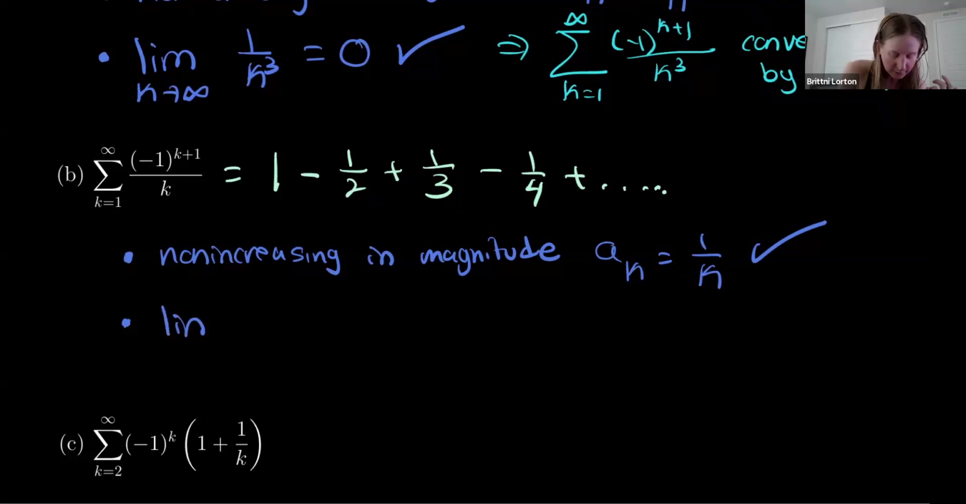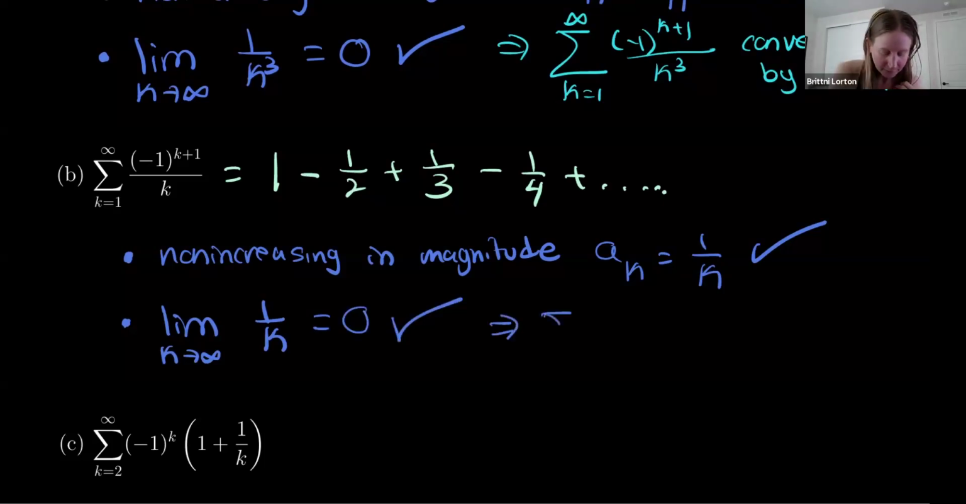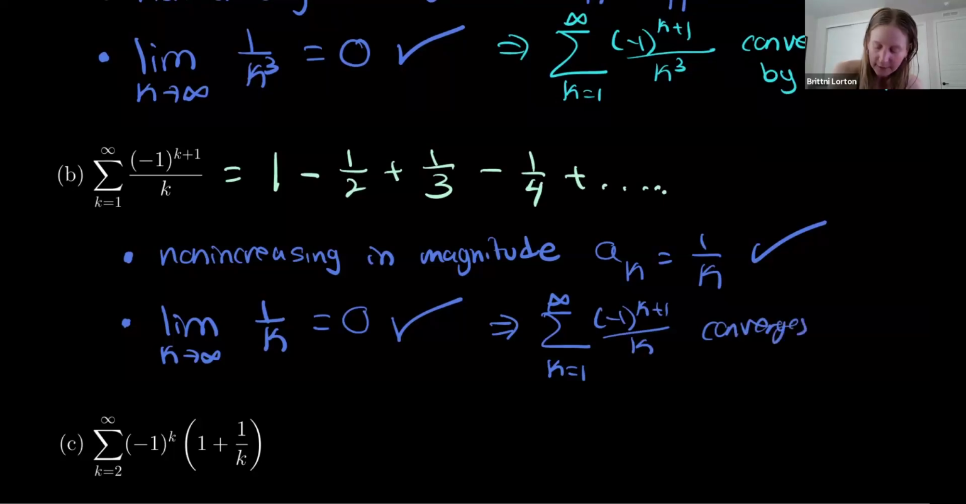And then the second one is, again, we started off with the first few easy ones. Take the limit of a sub k, so without the alternating piece, and make sure it equals 0. 1 over a large number is 0, so ta-da. So then that means that the sum from k equals 1 to infinity of -1 to the power of k plus 1 over k converges by the alternating series test. Ta-da! I do have some tea, I apologize.